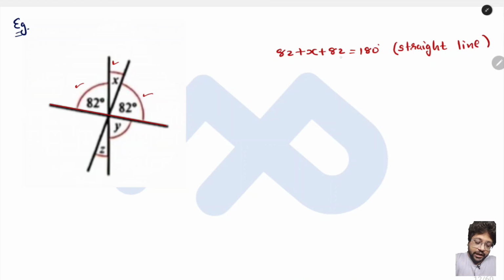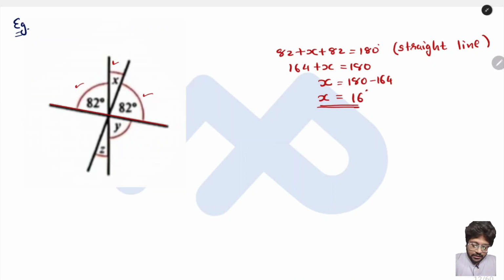Okay, now 82 plus 82, just make x the subject, so 82 plus 82 is 164, plus x is equal to 180. Make x the subject, this 164 goes across as subtraction, so it will be 180 minus 164, so that is 16 degrees. Yes, so x is coming 16 degrees.